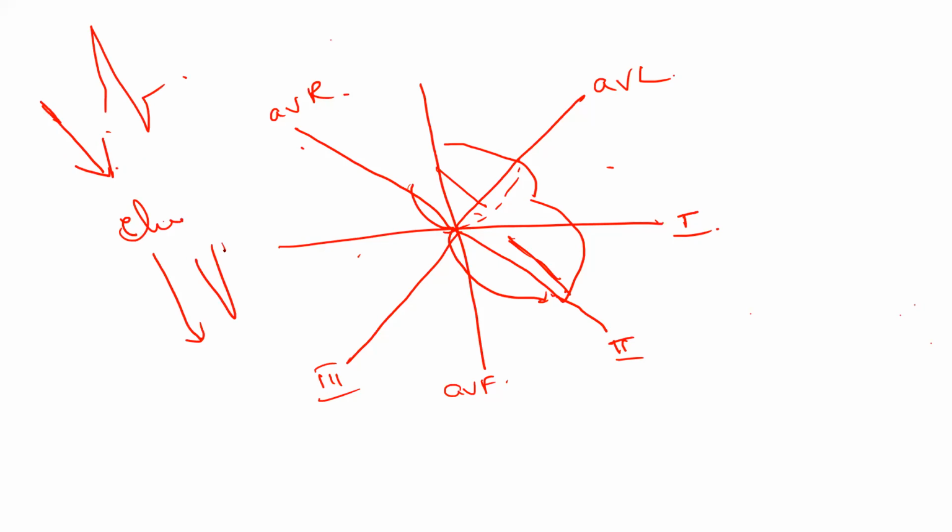Simple basics. When you find a positive deflection, it means the current is coming towards that electrode. When you find a negative deflection, it means the current is going away from that electrode. Now, you know the axis of travel of this action potential.